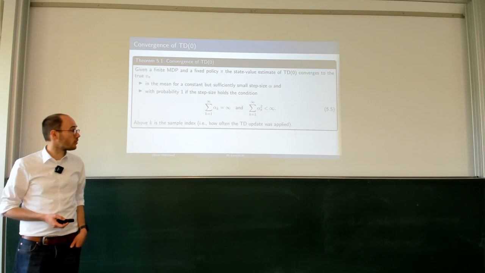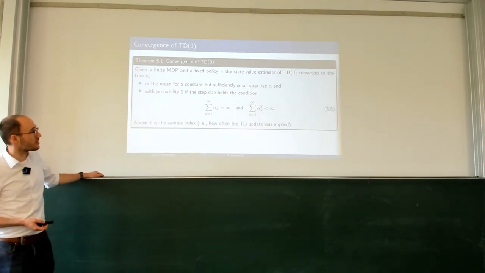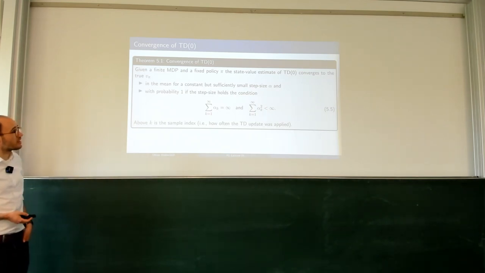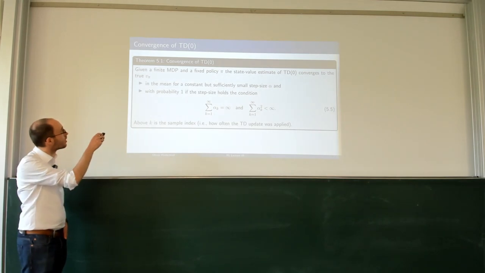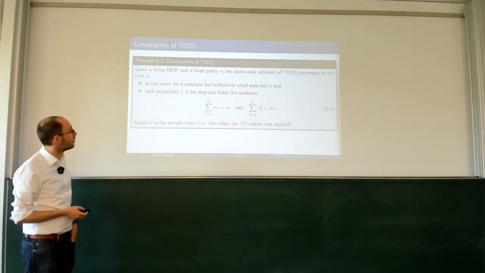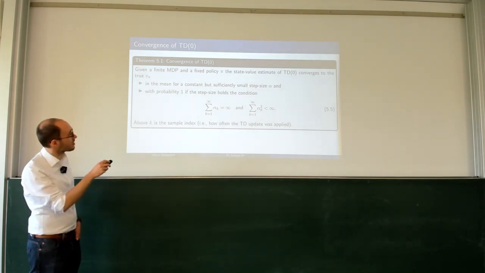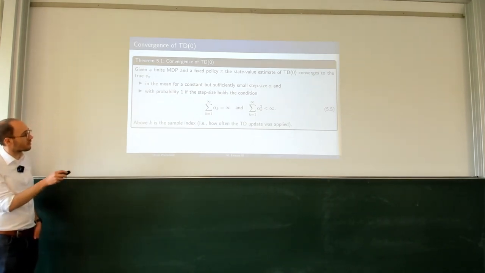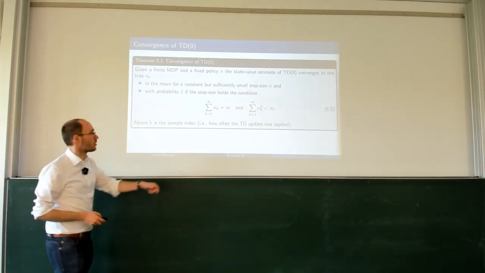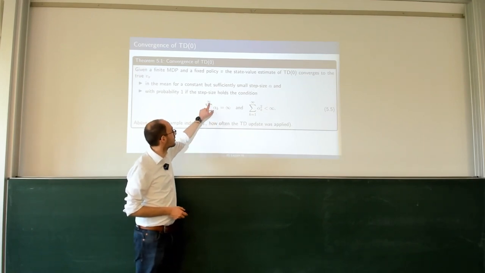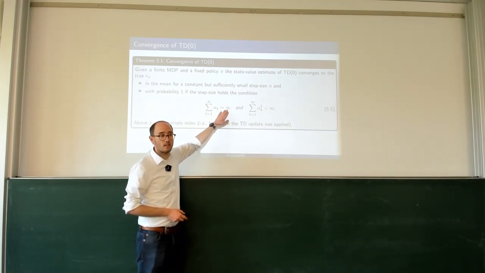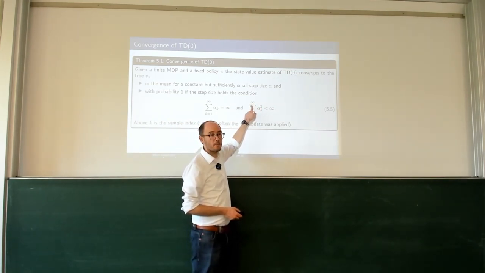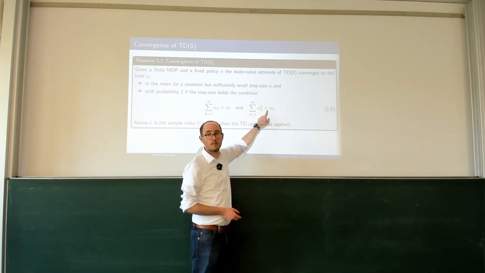Then we have already spoken a little bit about the step size and its convergence, and one can show that TD(0) will converge to the true state value if we have a constant but sufficiently small step size alpha, and even with probability 1, if the step size holds the following conditions. If you add up the step sizes for all time steps, that could be unbounded. But if you square the step sizes and sum them up, this series needs to be bounded.